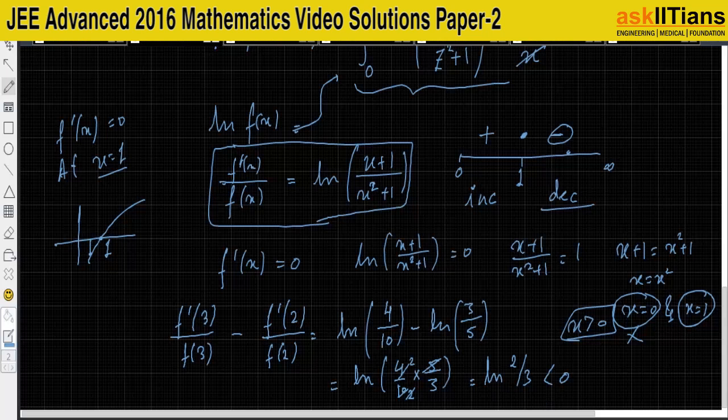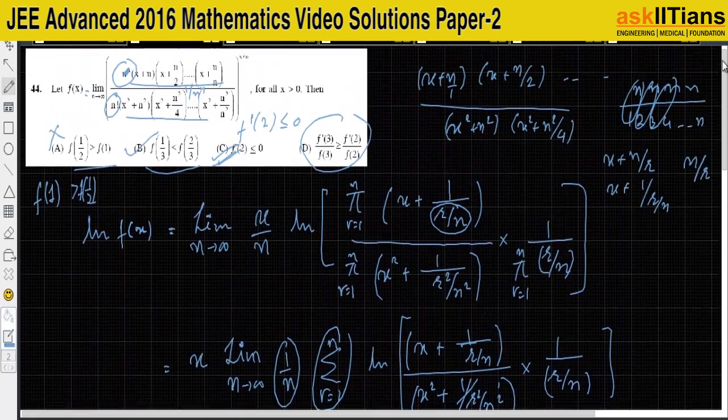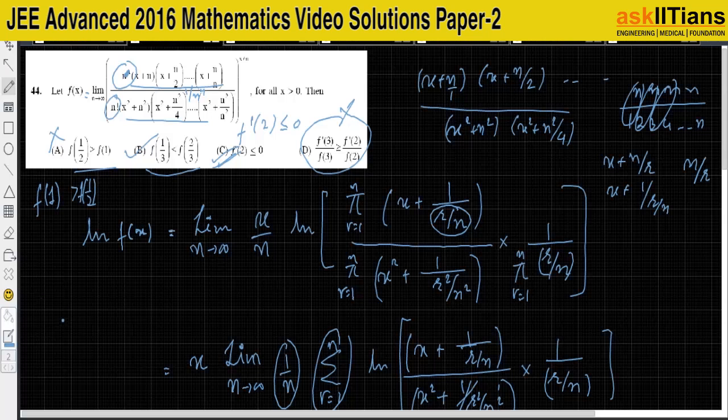If this is a negative quantity, then this quantity will be lesser than this quantity, right? And what is the option? In the option it is opposite, it's given that this quantity is greater than or equal to this thing, so that's the wrong option. So in this question, question number 44, this will not be the correct answer, right? So the correct options are B and C only. These two options are correct. Option D is wrong, option A is also wrong.